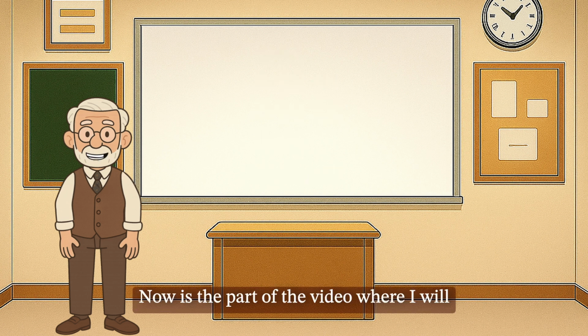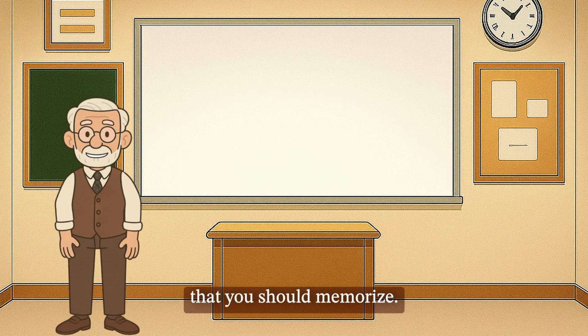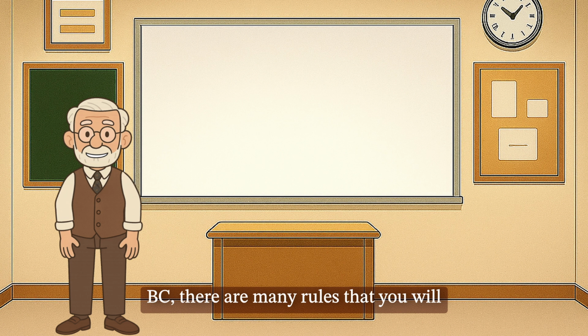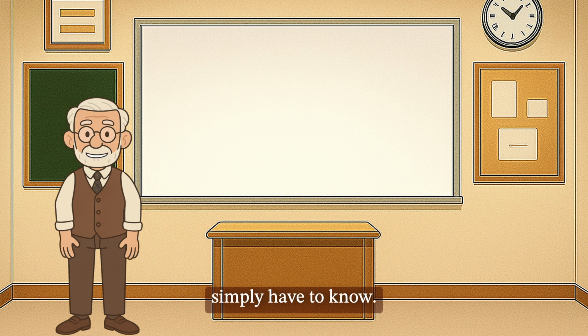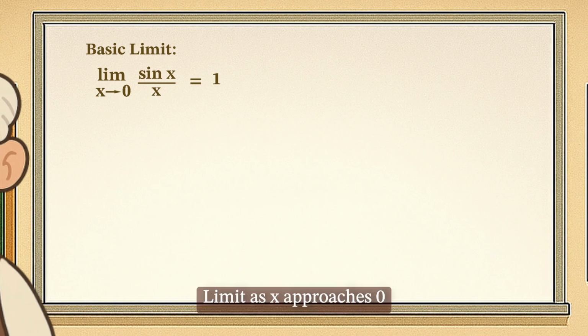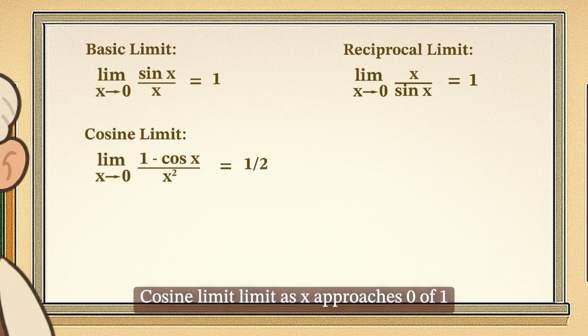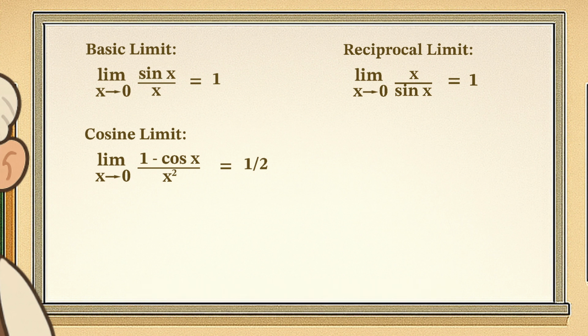Now is the part of the video where I will go over some limit rules that you should memorize. When you are studying for Calc AB or Calc BC, there are many rules that you will simply have to know. To start, here are the basic trig limit rules. Basic limit: limit as x approaches 0 of sine x over x equals 1. Reciprocal: limit as x approaches 0 of x over sine x equals 1. Cosine limit: limit as x approaches 0 of 1 minus cosine x over x squared equals 1/2.